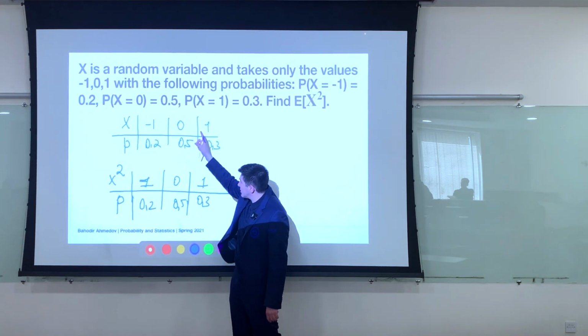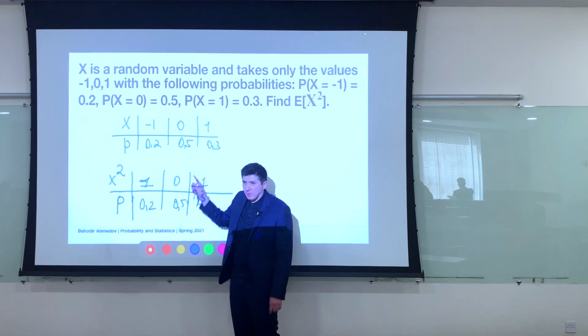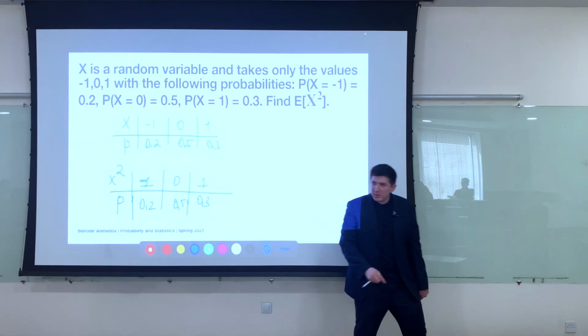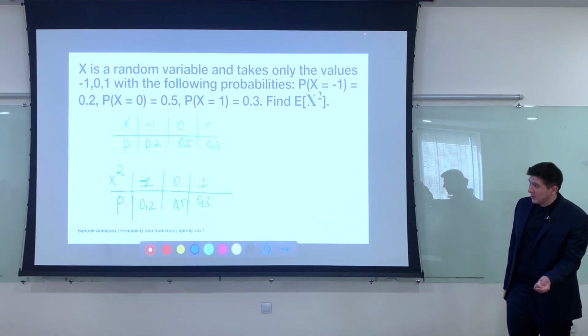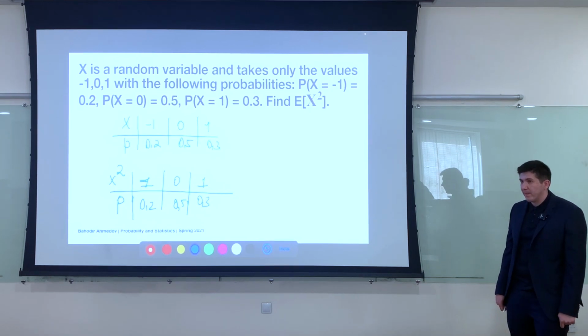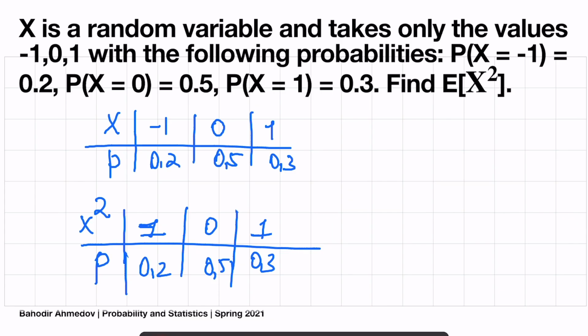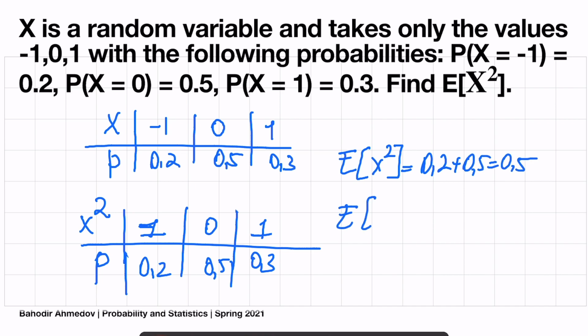And the probability of x being equal to 0 is 0.5. So that is why the probability of x squared being equal to 0 is also 0.5. Okay? Then the expected value of x squared is equal to 0.2 plus 0.5, which is 0.5. By the way, the expected value of x is going to be equal to 0.1.